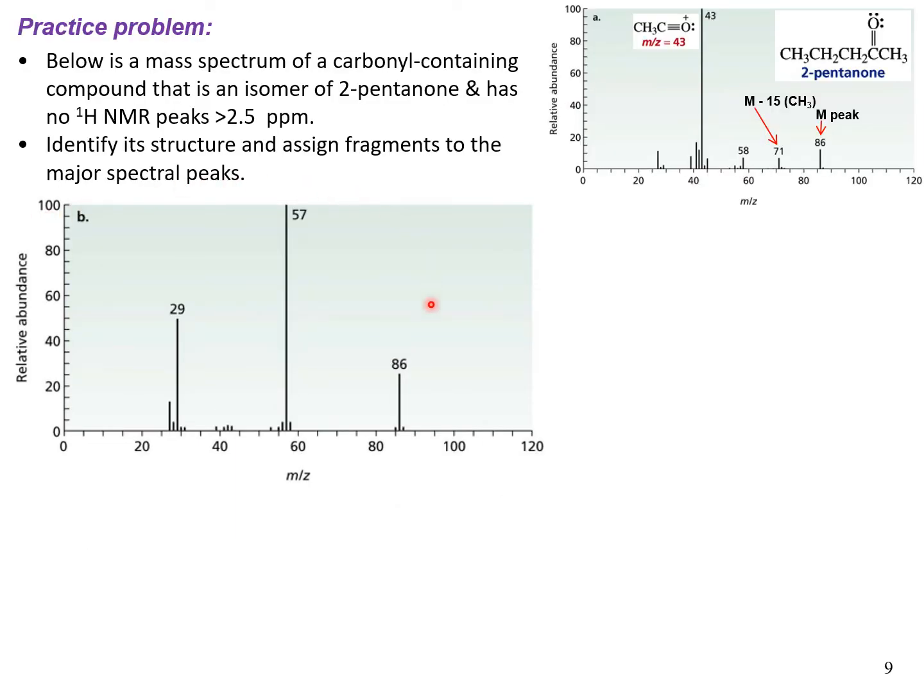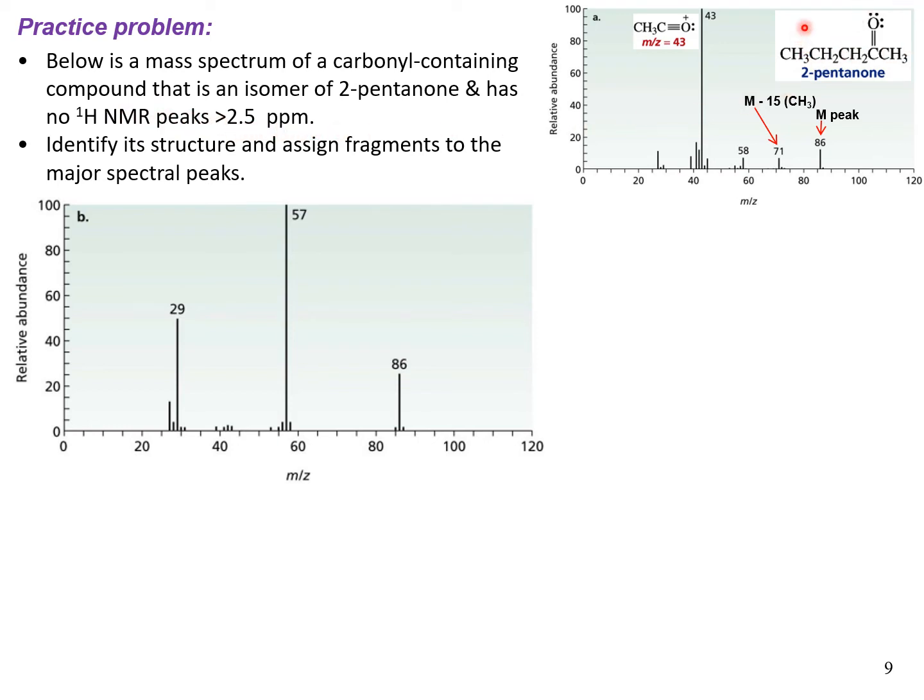Here we have the mass spectrum of a compound that is an isomer of 2-pentanone and has no proton NMR peaks greater than 2.5 parts per million. Let's try to identify this structure and also assign some of the fragments in the spectrum. What does this tell us? No proton NMR peaks greater than 2.5 parts per million.